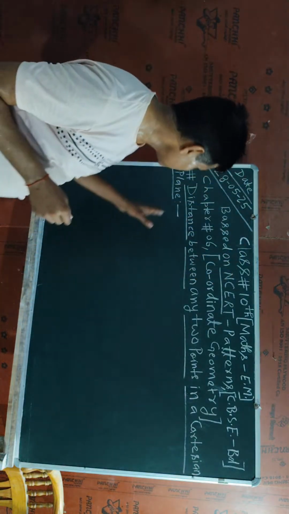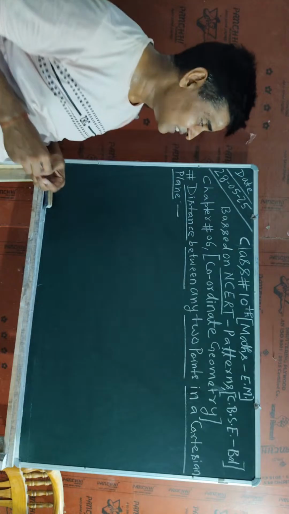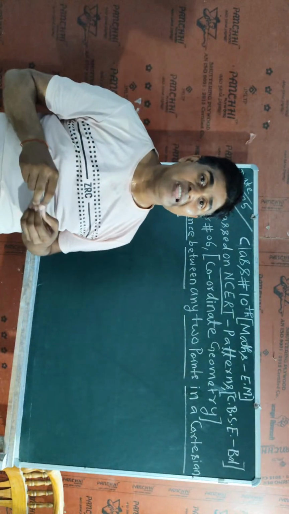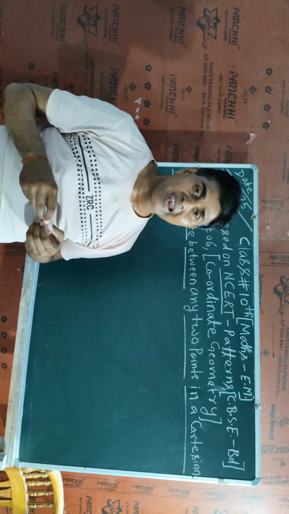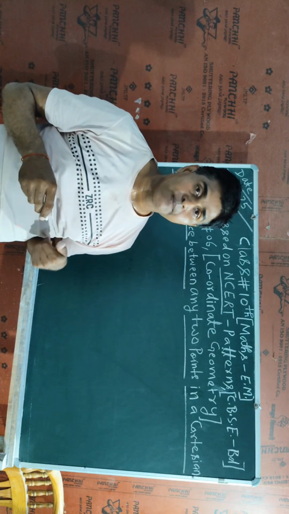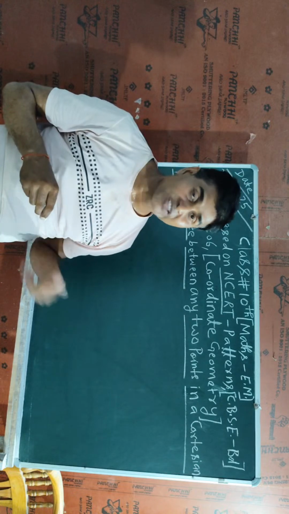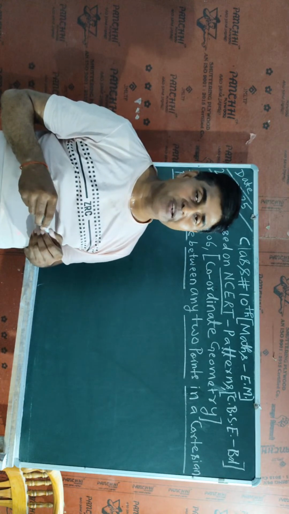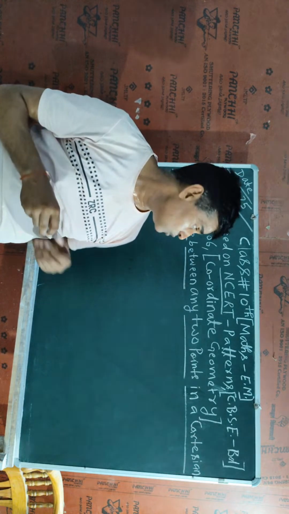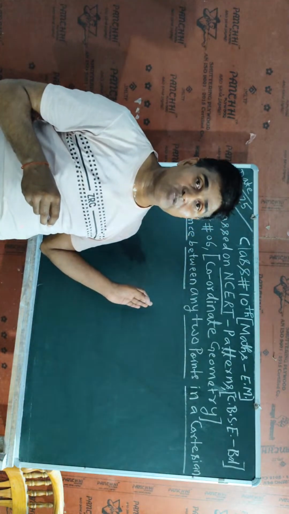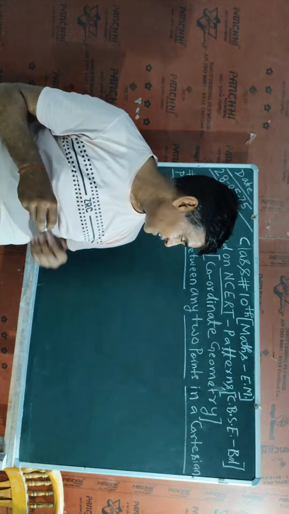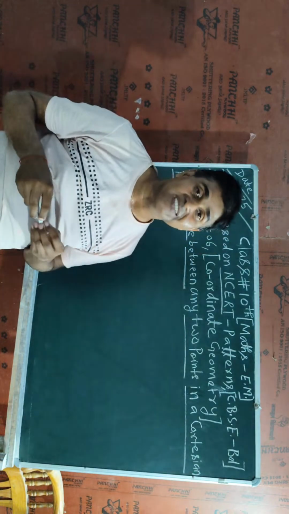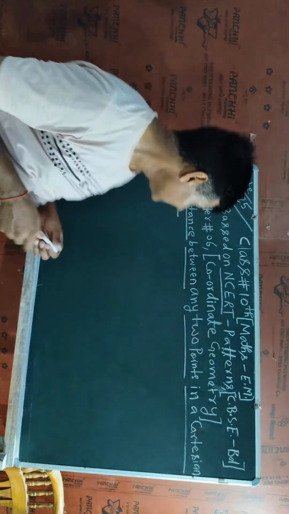Now the next topic I have to explain is the distance between any two points in a Cartesian plane. Cartesian plane means that I take one line that is parallel to the horizontal axis, and one line that is perpendicular to the horizontal axis. The line which is perpendicular to the horizontal axis is known as the y-axis, and the line which is parallel to it is the x-axis.